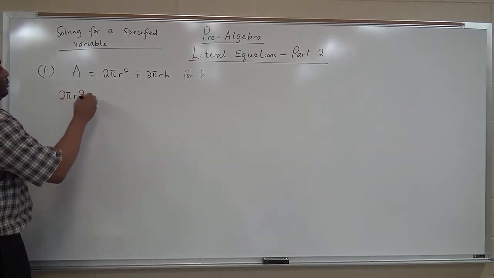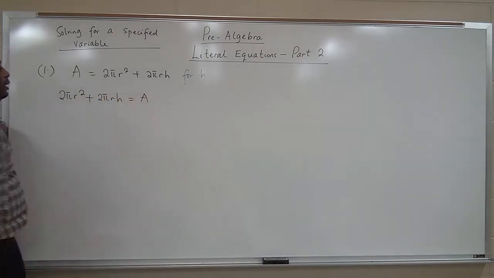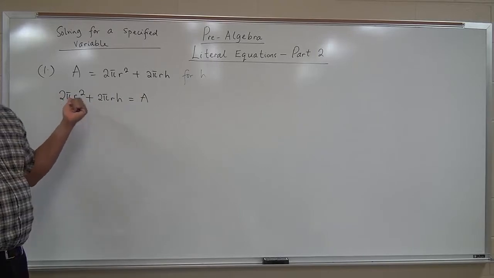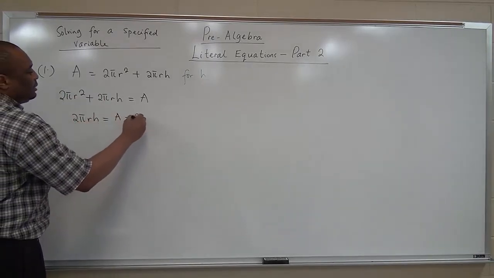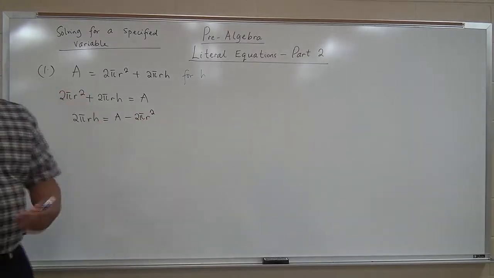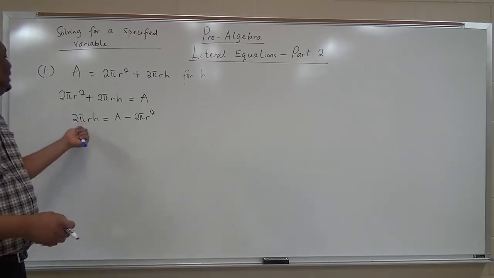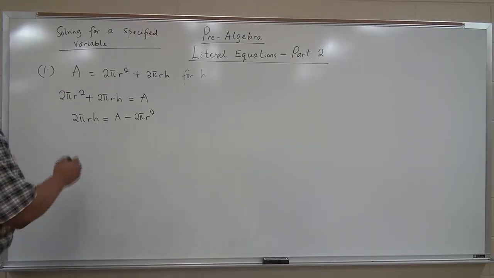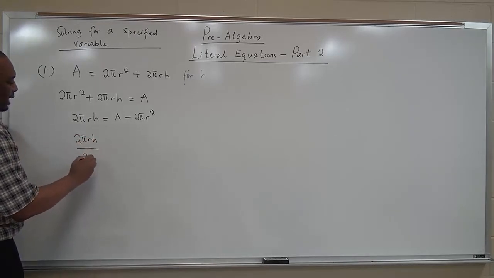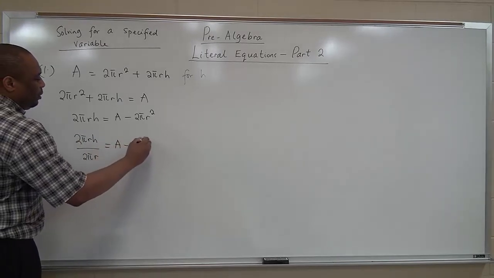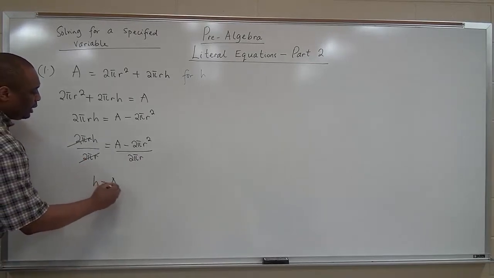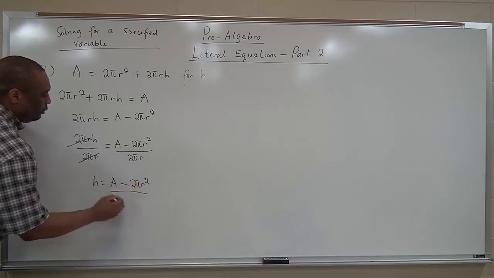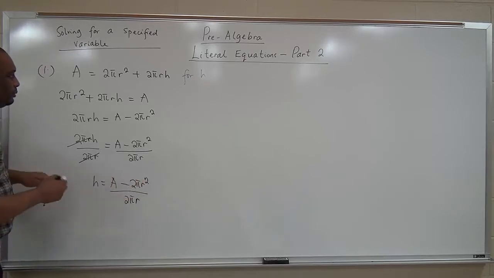So this will be 2 pi r squared plus 2 pi r h equal to A. Then you can now subtract 2 pi r squared from both sides. And if you do that, you now have that 2 pi r h is A minus 2 pi r squared when you subtract 2 pi r squared from both sides. Then the next thing is you can now divide both sides by 2 pi r. Okay, so we have 2 pi r h divided by 2 pi r equal to A minus 2 pi r squared divided by 2 pi r. So this will divide, it will cancel. You now have that h is equal to A minus 2 pi r squared all over 2 pi r. And this becomes your answer.